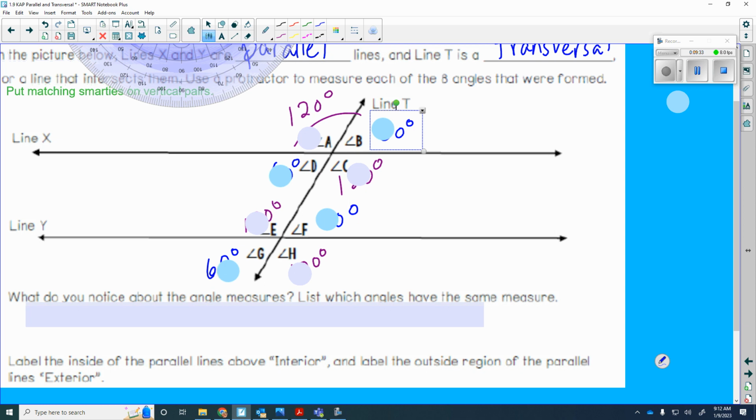Not just about vertical. Maybe you don't know what they're called yet, but do you see any more that are equal to each other? Guys, look. Everywhere you see the same color Smartie, what do you notice? They're equal. So that means this guy way out here is the same as this one way up here. They still have the same angle measure. And then tell me about when you see two different colors.